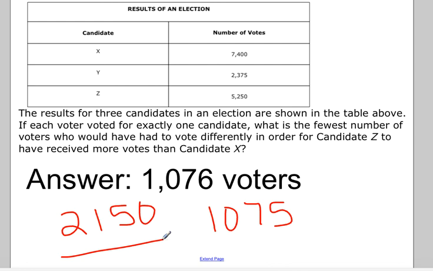But the problem is 1075 is not the answer because you need to have an election in which they don't tie. Candidate Z has to receive more votes than candidate X. So 1075 only gets them a tie. 1076 would get candidate Z the win. So that is it. Hopefully you finish these slides and learn a thing or two for the PSATs coming up.